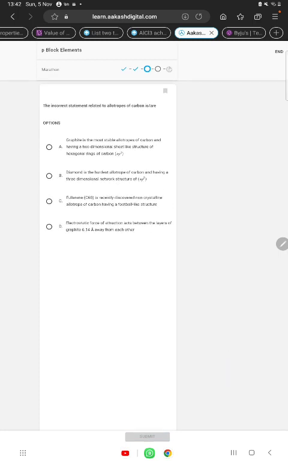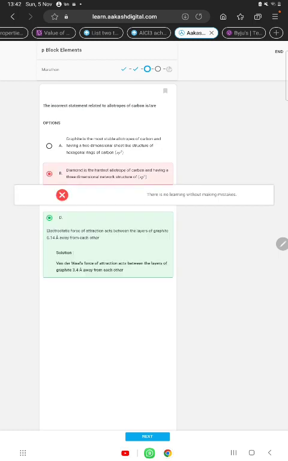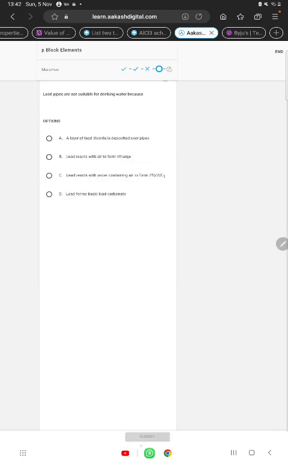The correct statement related to allotropes of carbon: graphite is the most stable allotrope of carbon, having two-dimensional sheet structures of hexagonal rings of carbon. Diamond is the hardest substance, carbon having a three-dimensional structure. Electrostatic force of attraction acts between the layers of graphite. Lead pipes are not suitable for drinking water because lead is poisonous.